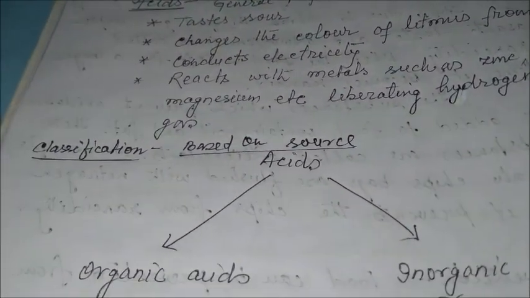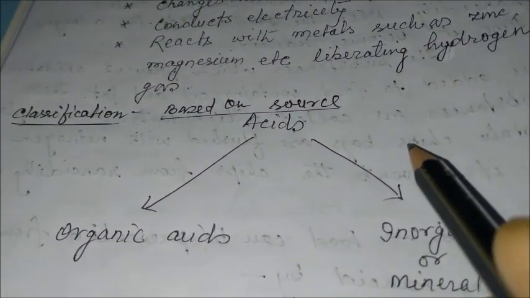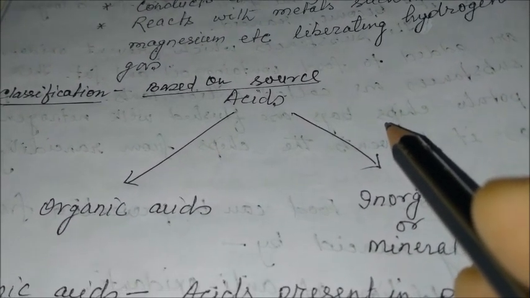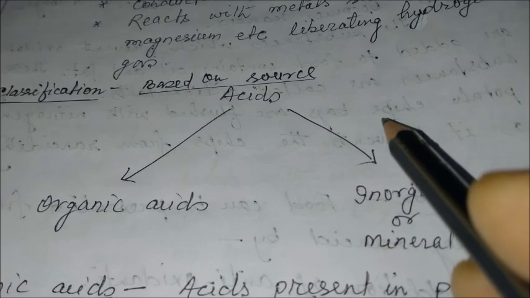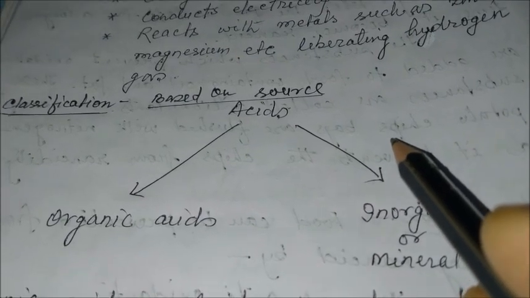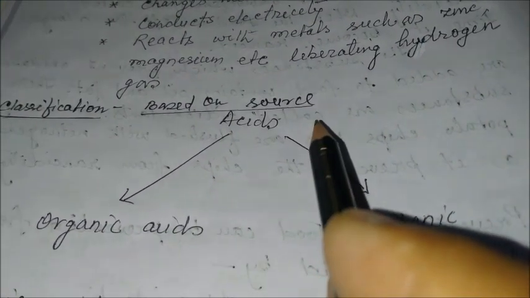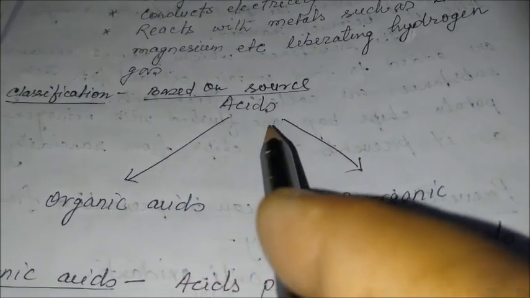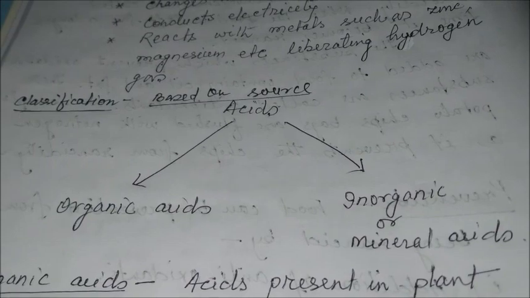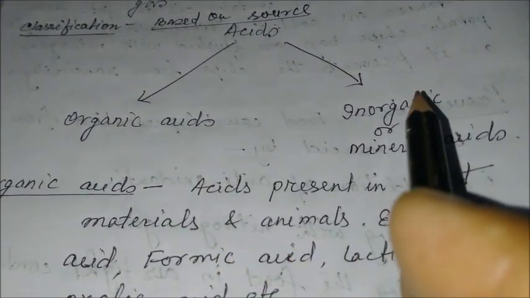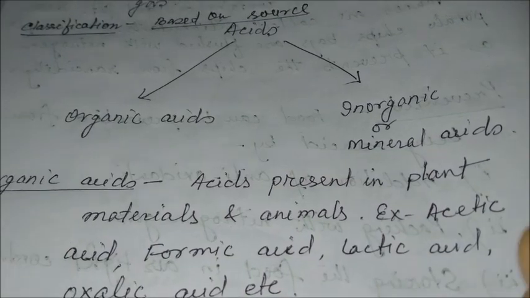Now about the classification of acids. Acids are often classified on the basis of source, strength, concentration, presence of oxygen, basicity, etc. Now the classification based on source. On the basis of this, acids are classified into two categories. One is the organic acid, another is the inorganic or mineral acid.